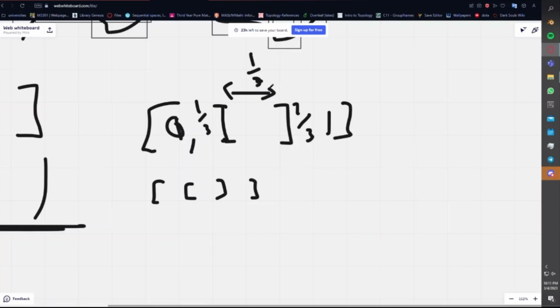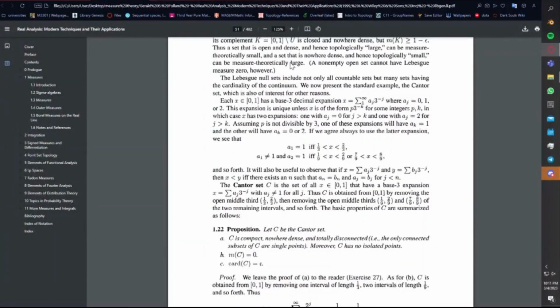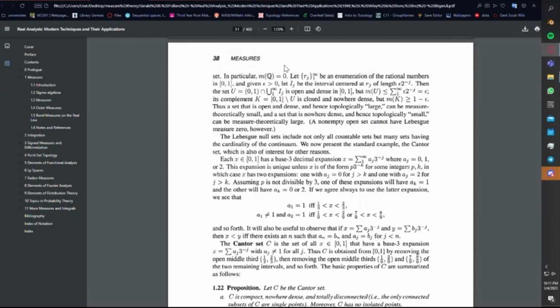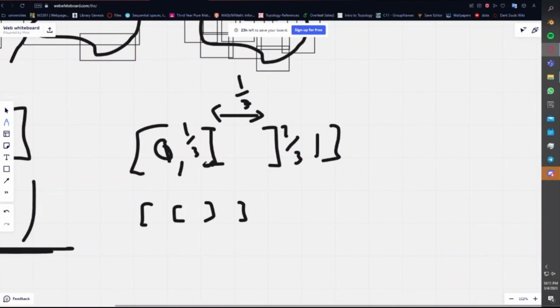I think it's actually closed. Excuse me. Oh, is it? Yeah, I think it's supposed to be closed. Yeah, I think you're right. Yeah, it is closed. So it is closed from these two ends.